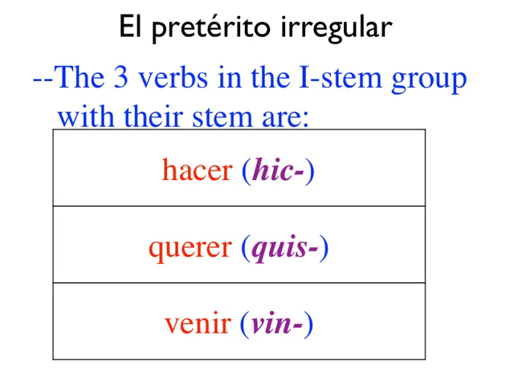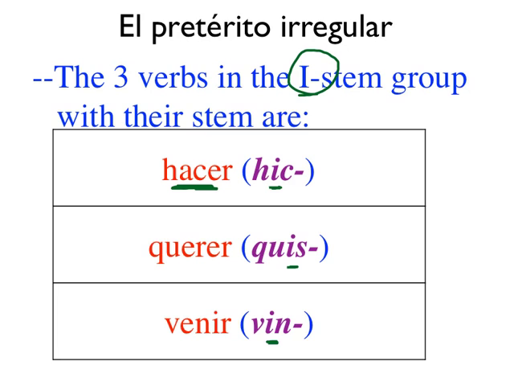So let's take a look at the first stem group. It's called the I stem group because the stem of 3 verbs, and there are only 3 verbs in this stem group, has an I. So please make sure that after the verb, in parentheses, you put the stem, H-I-C for hacer. Querer will be Q-U-I-S, and venir is V-I-N. And what you're going to do is write that for each person, and then apply the endings.